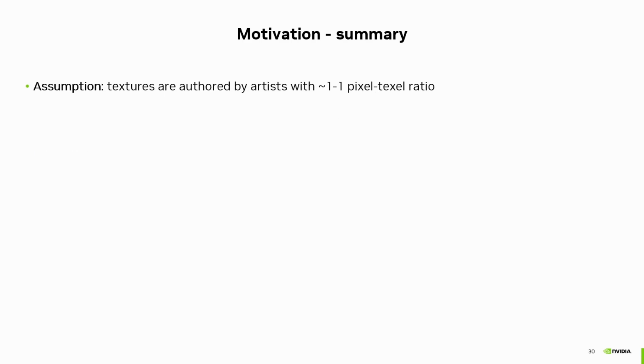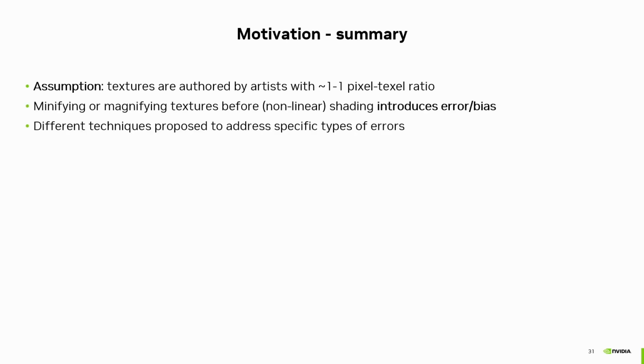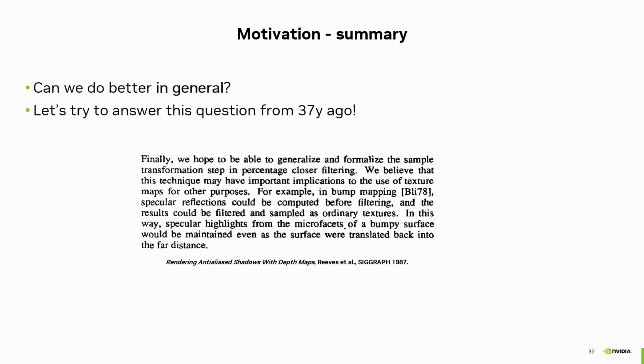So we'll make one assumption here, that textures are authored by artists with a 1-to-1 pixel-to-pixel ratio. And this is not a very strong assumption. It's valid in most cases. I'll show some examples where it doesn't hold and breaks our technique and assumptions. But assuming that this is true, minifying or magnifying textures before nonlinear shading will introduce bias and error. And different techniques were proposed to address specific types of errors. However, we want to look if we can do better in general, and we are trying to answer this question from 37 years ago.